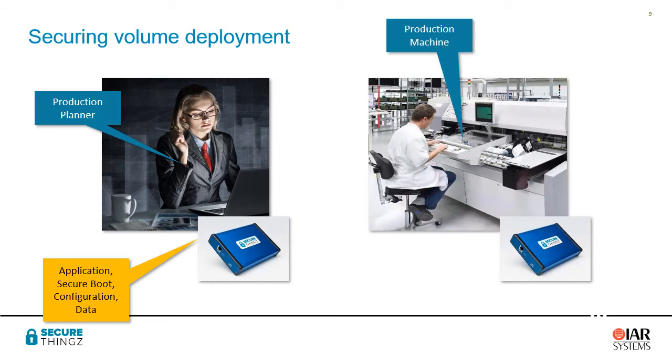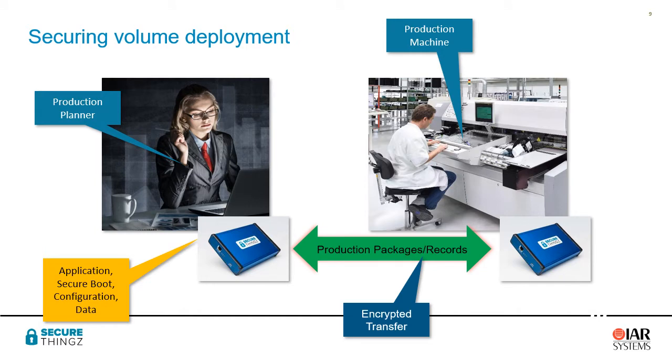At the production end, our production machine can be equipped with an equivalent HSM deep inside the machine. And then we can create our connection, our VPN if you like, between those two devices, so that we can securely transfer all the way from the production planner through to the production machine. And of course that transfer is encrypted, so that if someone else picks up that transfer in the process, they're unable to do anything with the contents of that production package.